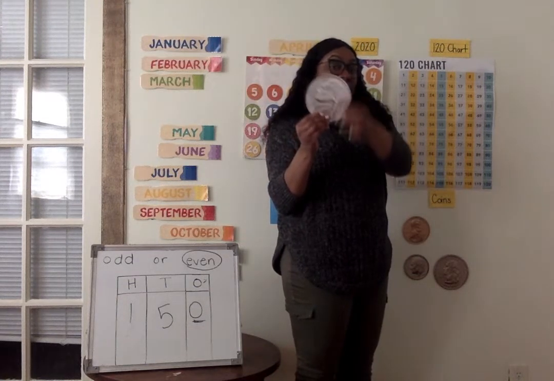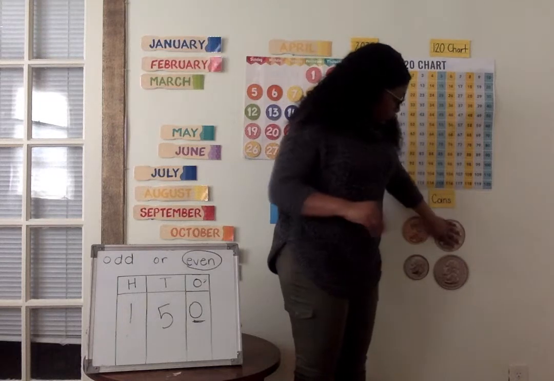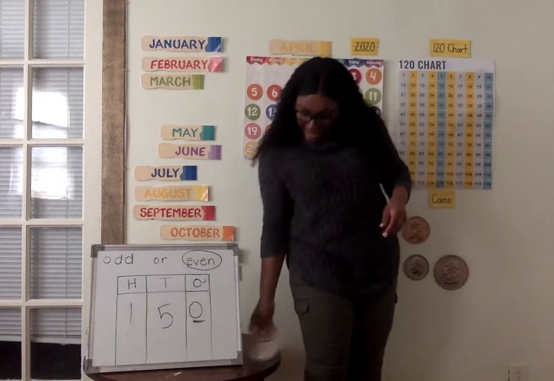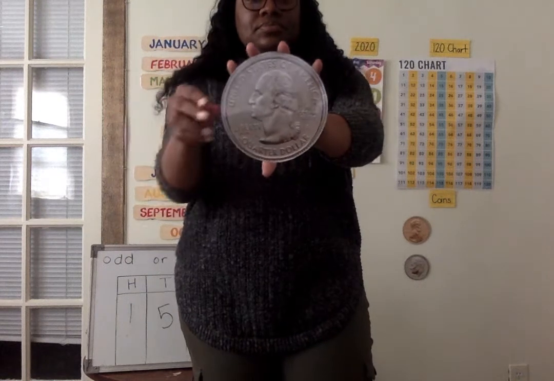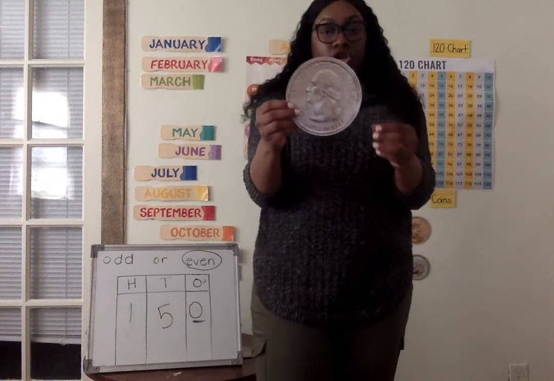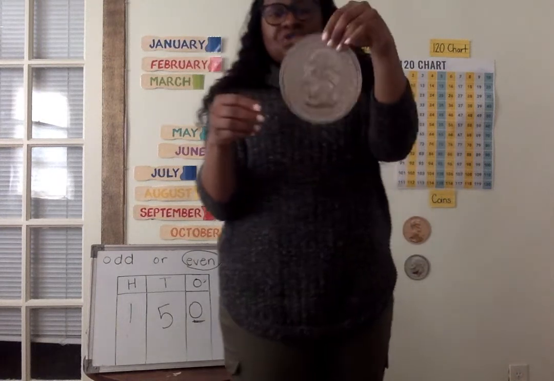And we know it's a nickel because he has a braid. I'm going to put this down here. What is this coin? It's a little bigger than the nickel. That's right, this is called a quarter. How much is a quarter worth? 25 cents, you betcha. It's worth 25 cents.